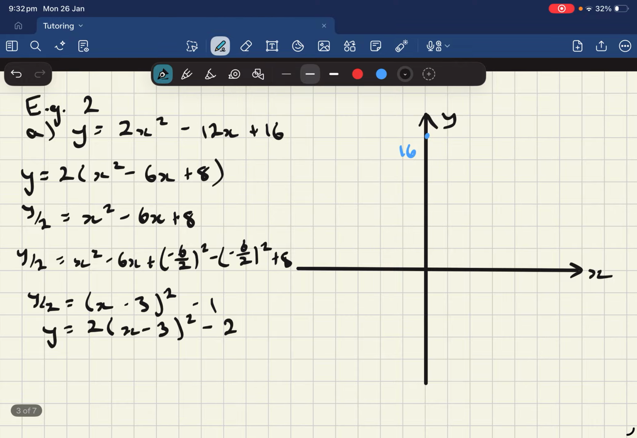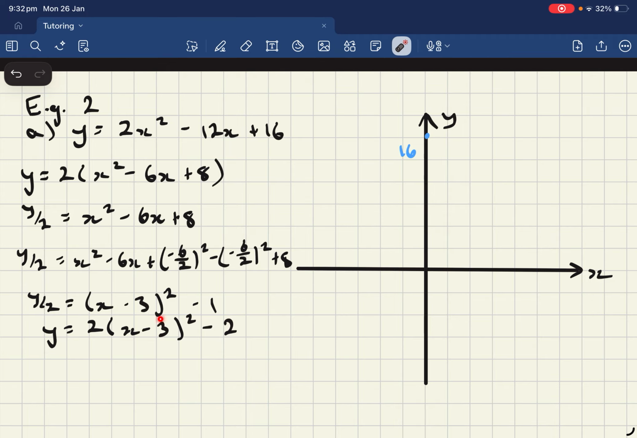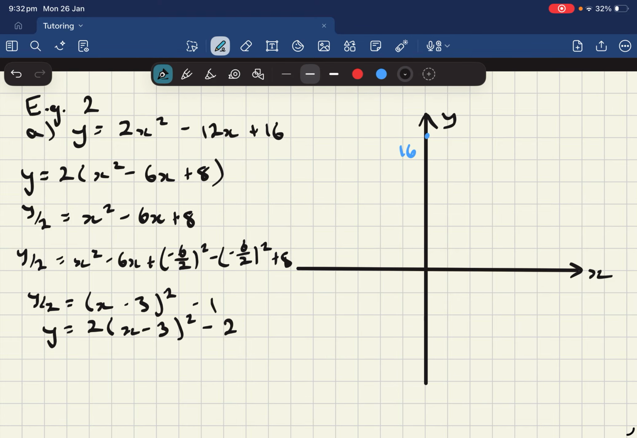So now that I have it in this form, I can read off the vertex. The vertex is going to be 3, negative 2. So that'll be about here, because this isn't to scale. Let's do it down here.